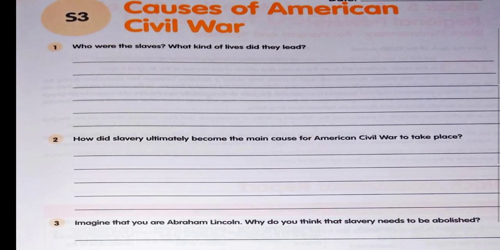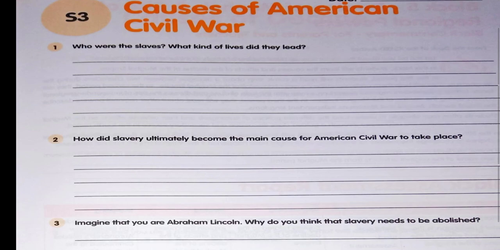S3. Who were slaves and what kind of lives did they lead? So you have written, might be you have written that they were people forcibly brought in from Africa to work on the plantation and in households also. They led extremely difficult lives. They were forced to work under poor conditions. They had no rights of freedom and they were considered to be owned by their master.